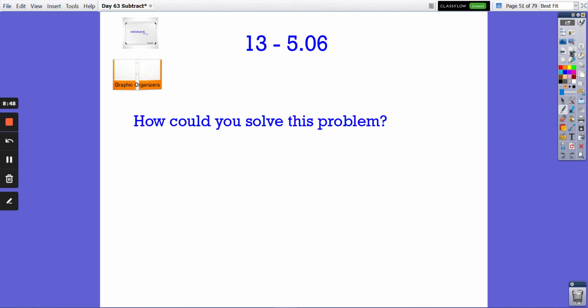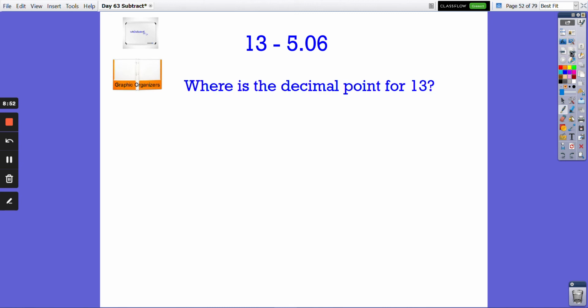Okay, how could you solve this problem? Well, where's the decimal point on the number 13? It's right after the 3. Anytime we don't see a decimal point, there's an invisible one, like a period at the end of a sentence, right after the last number we see.